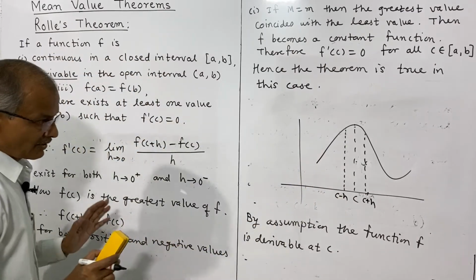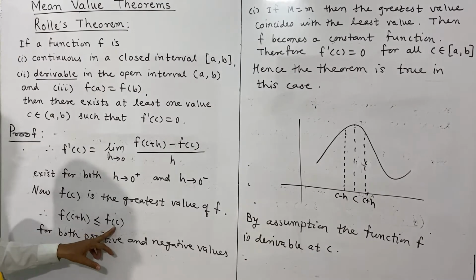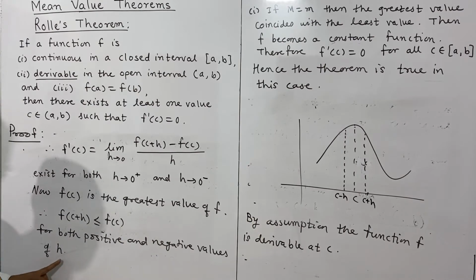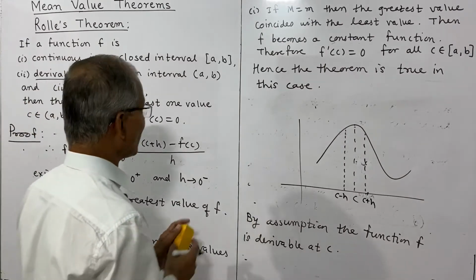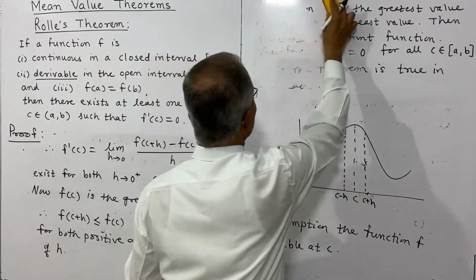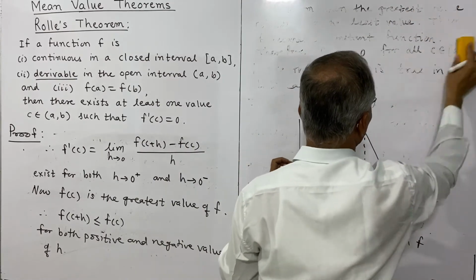So whether h is positive or negative, f of C plus h is less than or equal to f of C. So that is what we have written for both positive and negative values of h, and therefore we have this. Now we will obtain this expression for h positive and h negative.